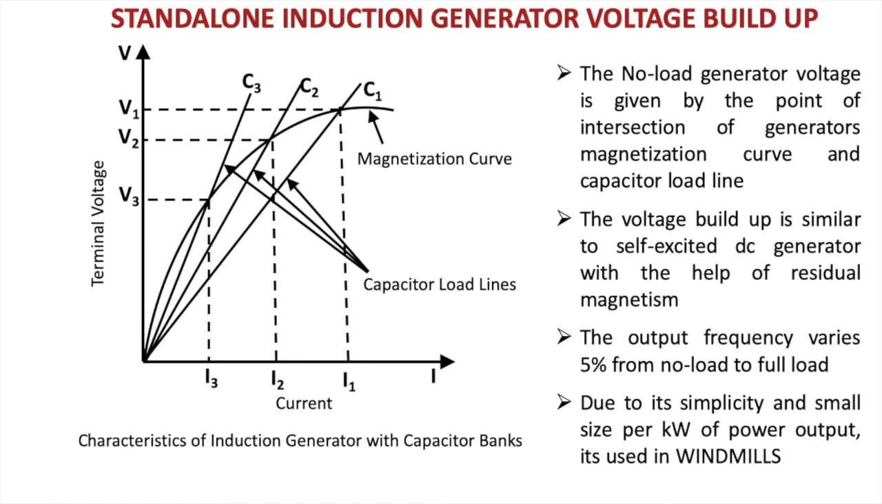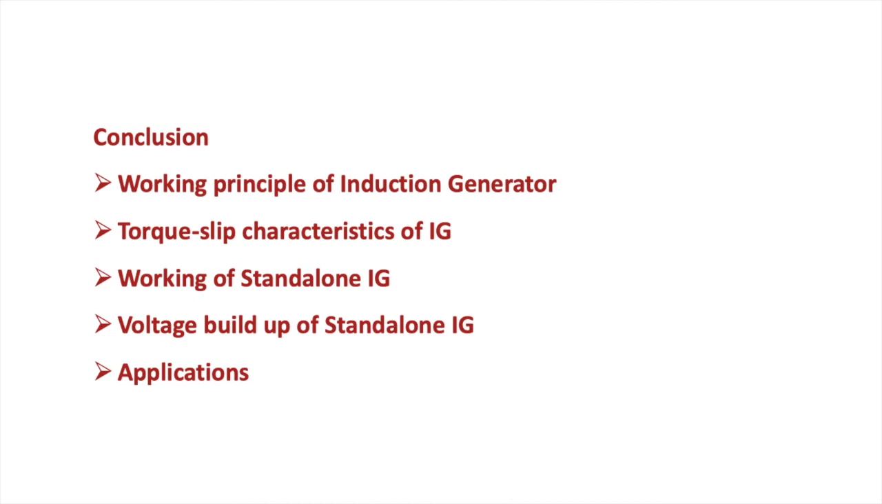So by changing the value of the capacitor, or by controlling the value of the capacitor, the magnitude of the voltage can be controlled, because there is no other way of controlling the field. Hence the magnetization current is being controlled by the value of the capacitor, and that is how we control the induction generator voltage buildup.